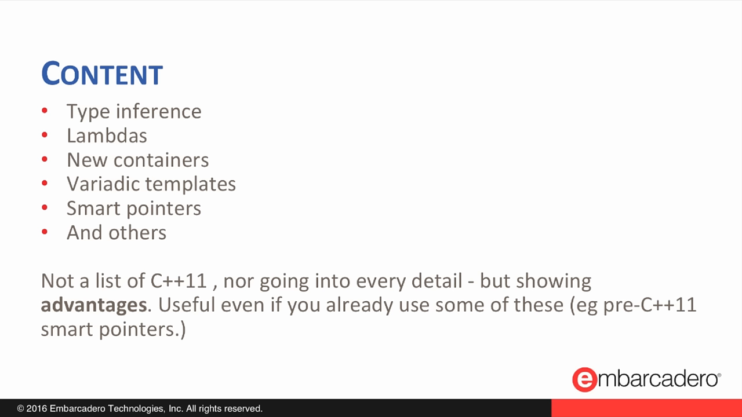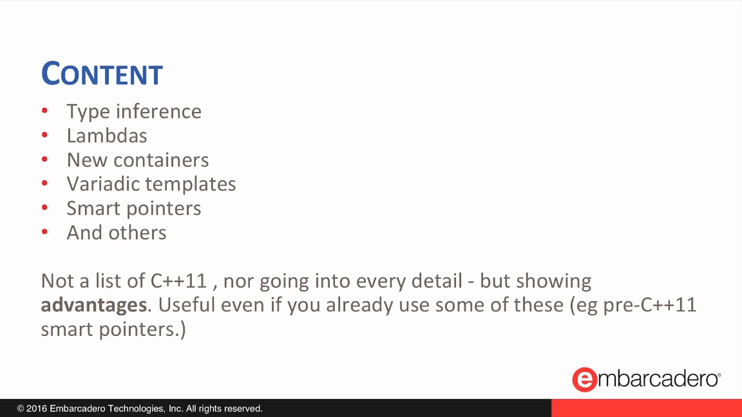I'm going to cover type inference, lambdas, new containers, and a few other small items like static assertions and atomic operations. Rather than just give a list of things that are new in C++11, I've chosen a few things that I feel are especially useful, and I'll give a quick overview of why they're useful as well. I'm not going to cover every detail, but instead show the advantages that come with using some of these features.